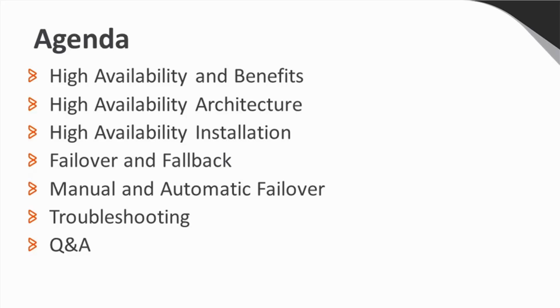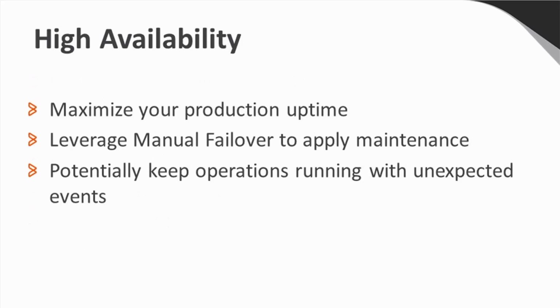Thank you. Let's discuss what high availability is from an EM standpoint. It is the ability to maximize your production environment uptime during any maintenance or hardware failure. This can be leveraged manually to switch the processing of the Enterprise Manager functionality over to a second host while the operating system patches, reboots, or other maintenance is performed on the primary host.